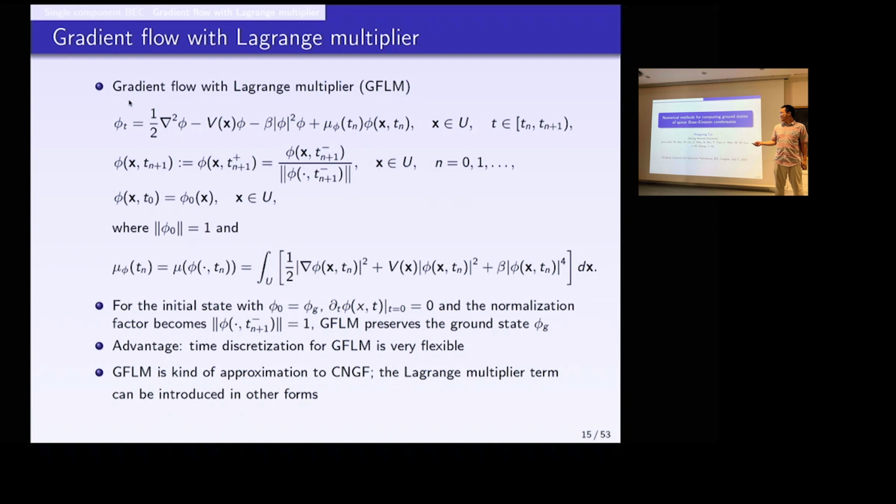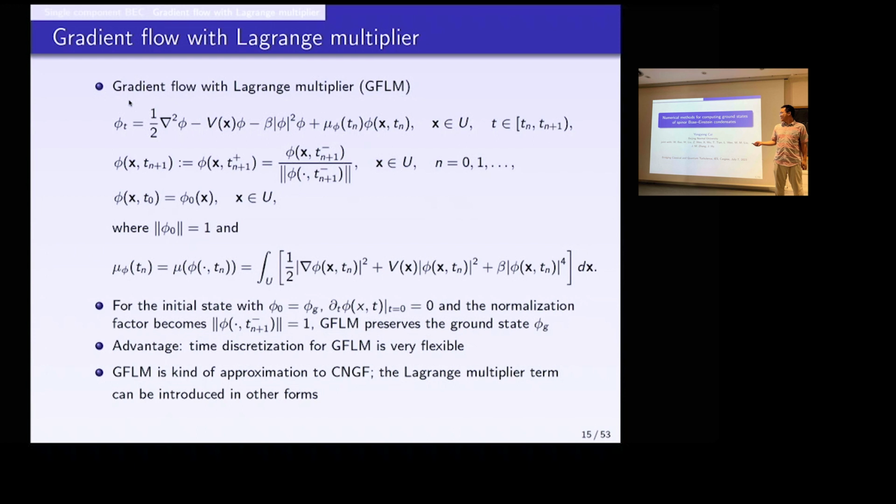Okay. Then the good thing is that for this one now, to describe the gradient flow part, you can use any temporal discretization scheme you want to describe the PDE. So as long as it evolves and converges, the convergent state will not have error depending on time step tau. So this Lagrange multiplier can also be introduced in other forms. Okay.